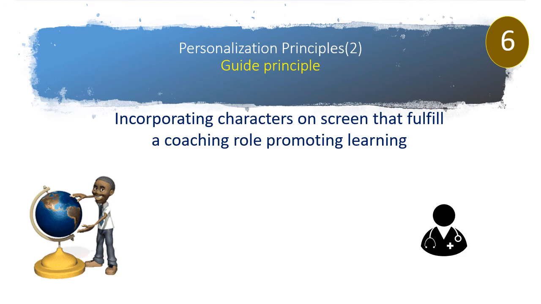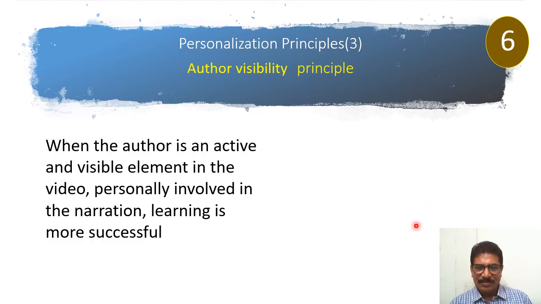The second personalization principle is called guide principle, incorporating characters on screen that fulfill a coaching role promoting learning. The third personalization principle is called author visibility principle. When the author is an active and visible element in the video, personally involved in the narration, learning is more successful. Here, the author video is shown at this spot. It should be used judiciously. When you feel that it is essential, necessary to show the author to make personal connection and to show the emotion, you can show the video. Otherwise, the focus should be on the content projected.